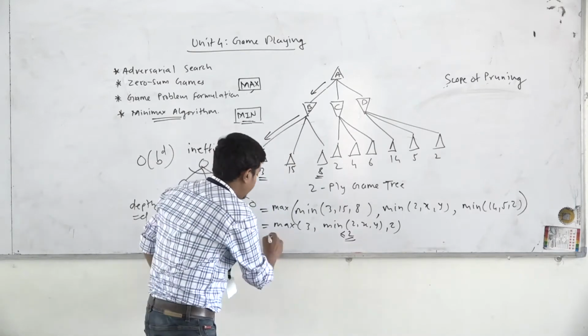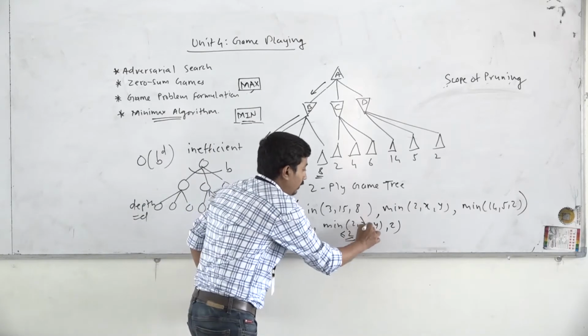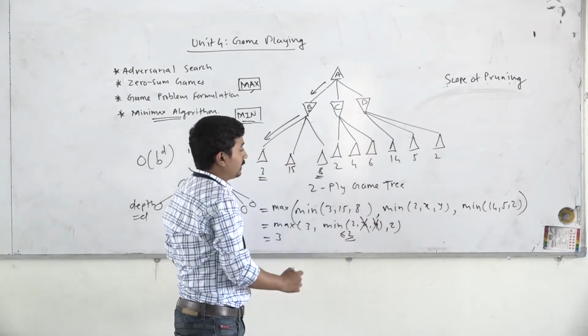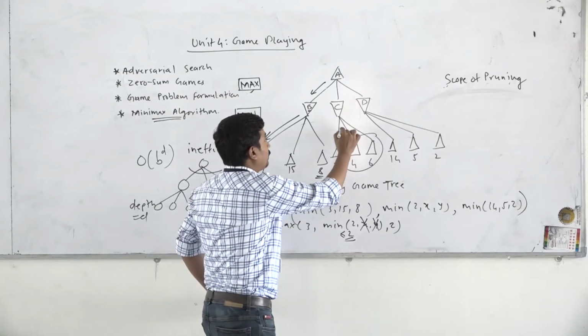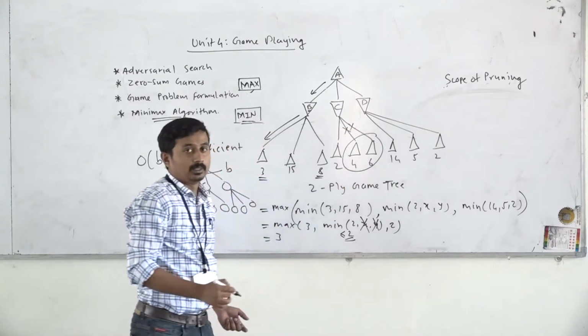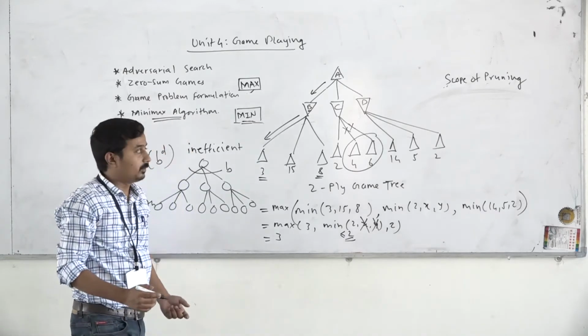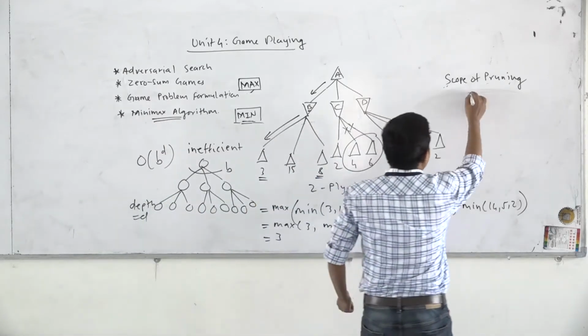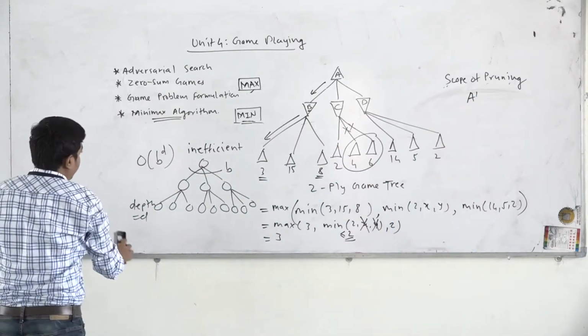It is not affecting our final result of 3, right? So we need not visit these branches, and which are those branches? This one. So we can prune our search at this moment. We have a modified version of the Minimax algorithm, known as alpha beta pruning. Let us start with that algorithm, alpha beta pruning.